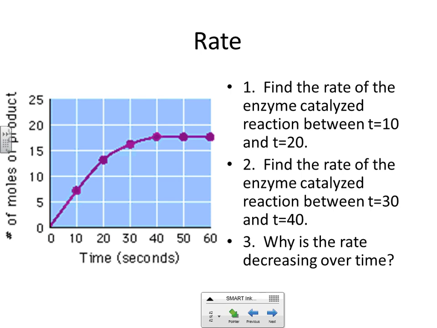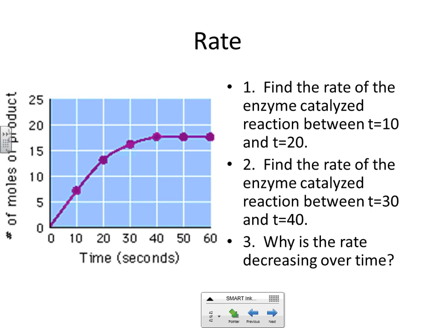Now, first of all, this is a graph of an enzyme reaction. When is the rate of an enzyme catalyzed reaction always going to be the highest? At the beginning. Because why? There's more substrate, right? The concentration of the substrate's higher, so it's easier for the enzyme to find it and bind to it and work with it.